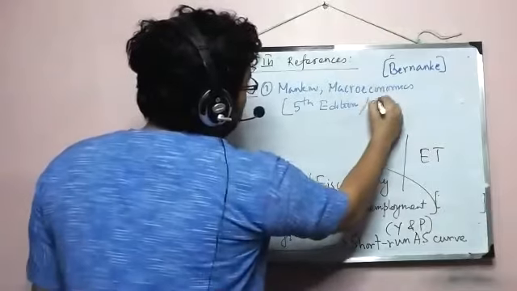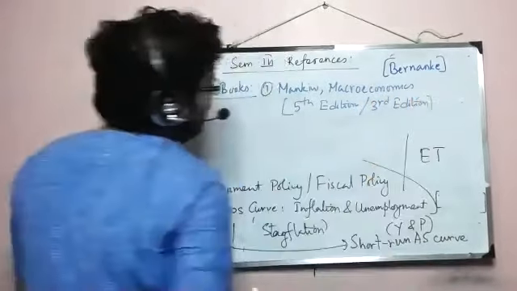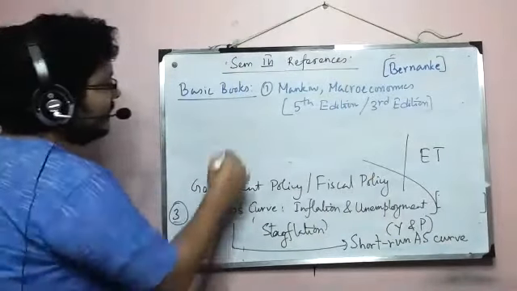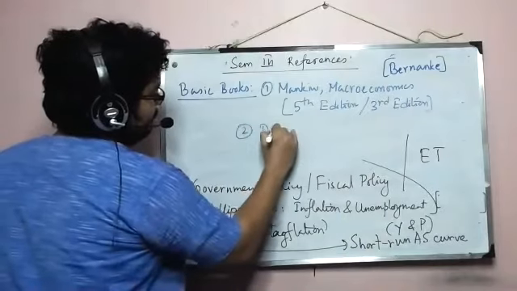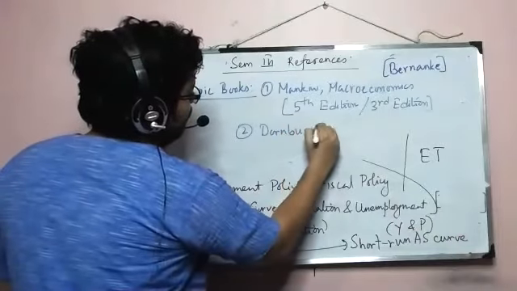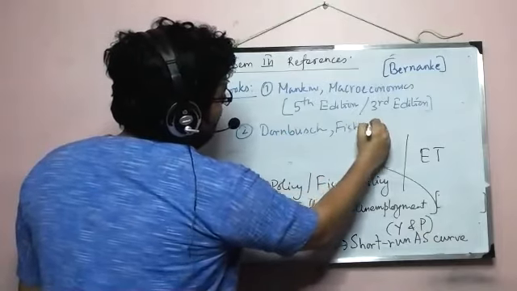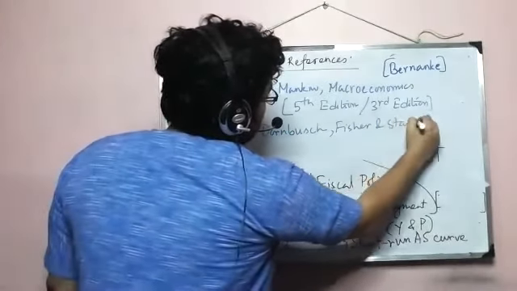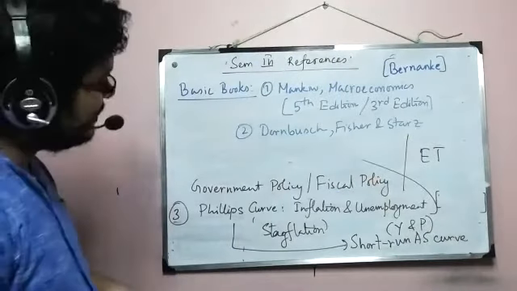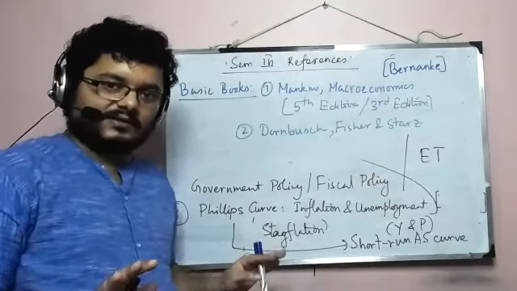or 3rd edition. It is better. The latest one, that is the 9th edition, it's not that good to read. And number two is Dornbusch. Dornbusch, I think Fischer and Startz, right? All right. Now, these are basic books. They have all the things that you have talked about, and they have it at a basic level.